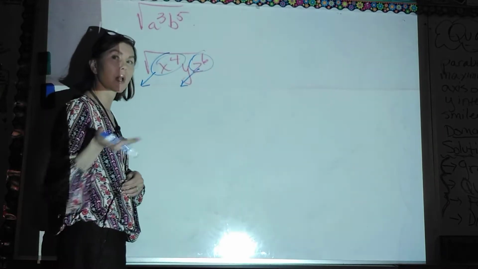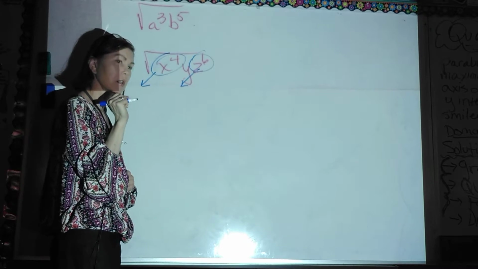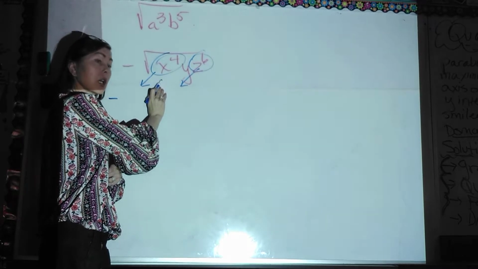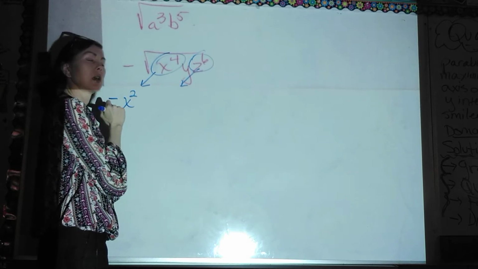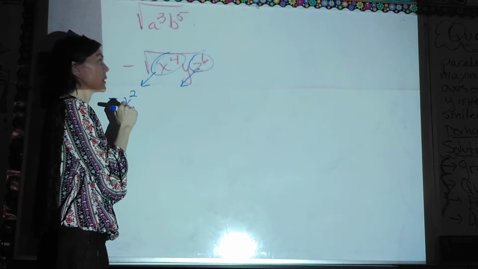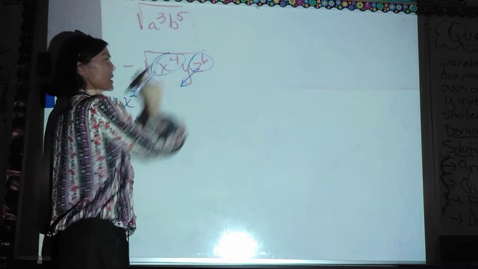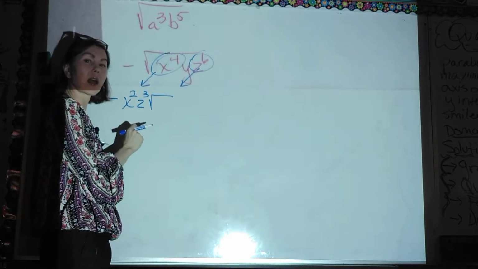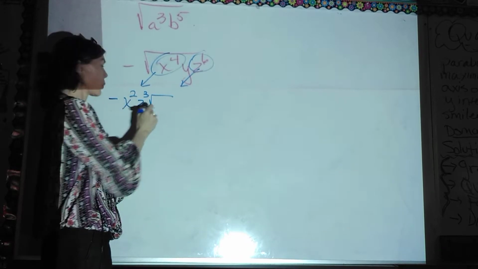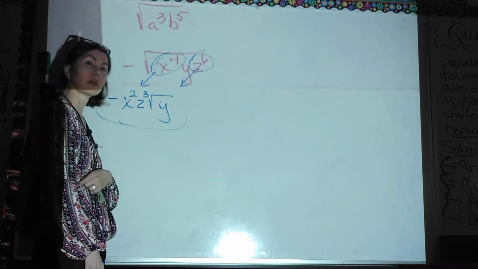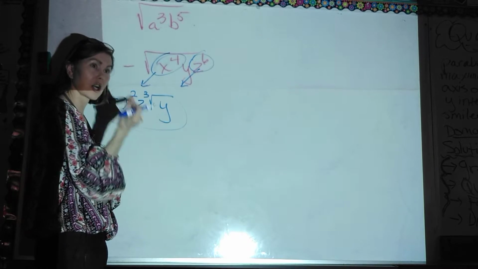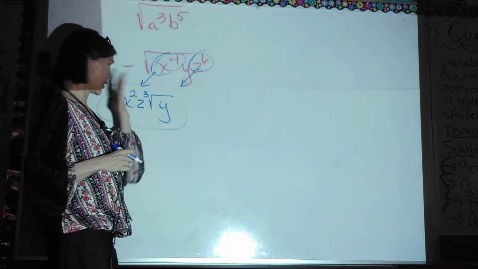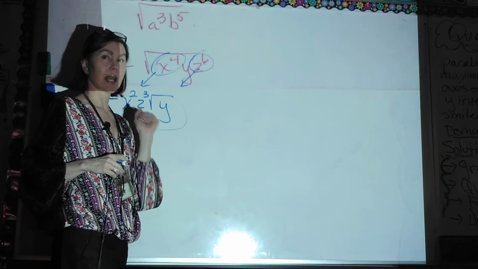Is y a perfect square? No, because that's y to the first. So what times what gives me x to the fourth? X squared. What times what gives me z to the sixth power? Z to the third. And what is still left over under the roof? Ry, and you are done. Is this getting easier, you guys? The more examples we do, and the more practice we do, the easier it's going to get.